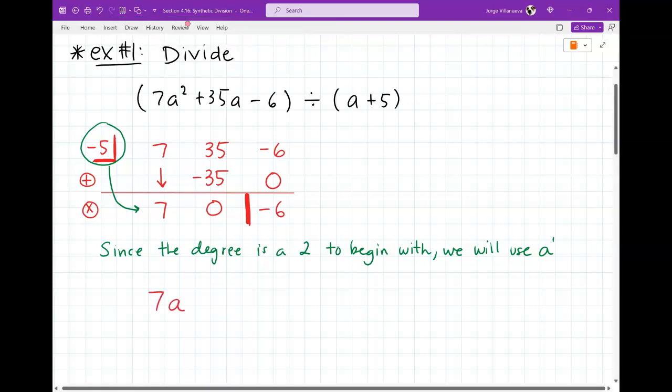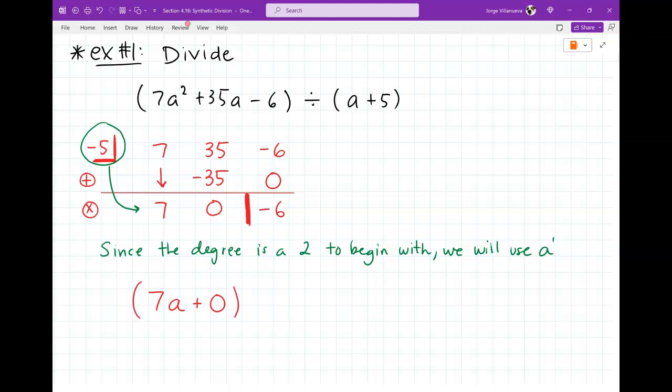7a. Notice I didn't use 7a squared. I used 7a plus 0. Okay? Now that 0 doesn't have a letter because remember, the powers count down: power of 3, power of 2, power of 1, then power of none, right? Nothing's there. So there you go. This is my answer with my remainder of 6 over, what do I put under that 6? A plus 5. And there we go.